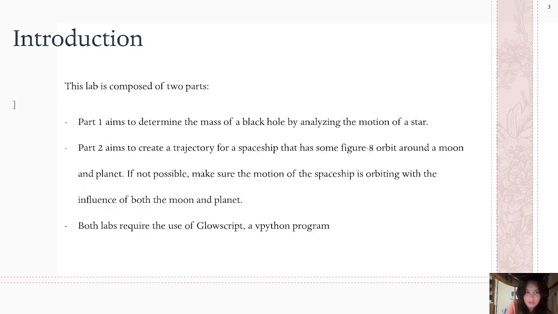So this lab is composed of two main parts. The first part wants to determine the mass of a black hole by analyzing the motion of a star. So in this case, our system would be the star and the black hole, and the environment would be space.